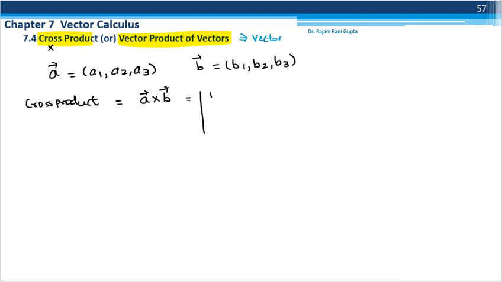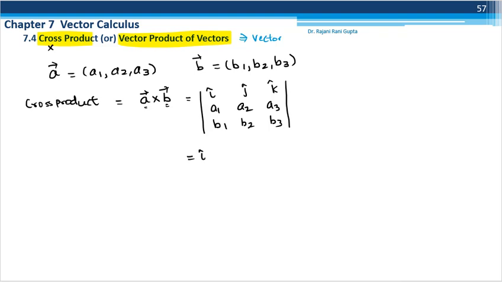So when it is given in components, it is a determinant whose first row is i, j, k, the unit vectors along the x, y, and z axes. Then, since the first vector is A, you write the components A1, A2, A3 as the second row, and the next vector is B, so you write the components B1, B2, B3 as the third row. Now you will expand this determinant. How do we find that determinant?